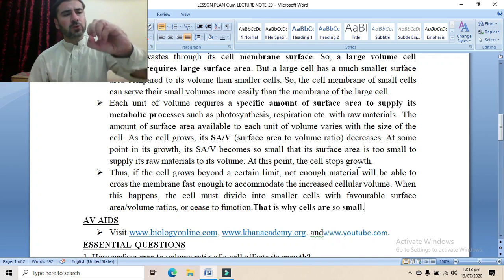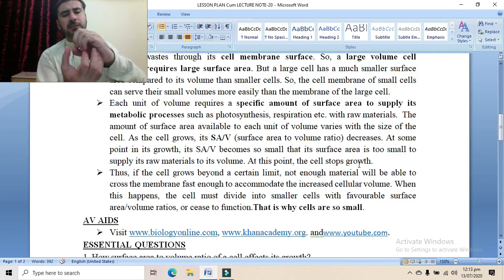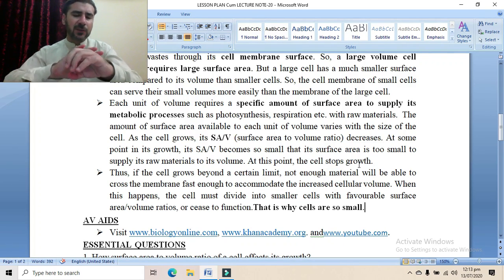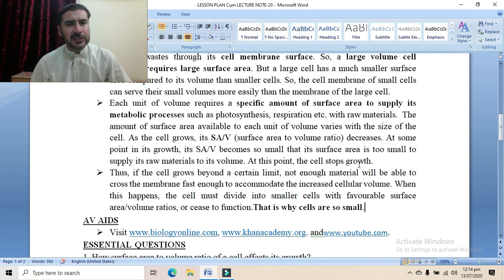But if this cell grows to this size, this is a big size, so this surface area is comparatively less as compared to the internal volume. The volume becomes much higher while the surface becomes much lesser. So in this case, the surface area to volume ratio becomes very small, while in small cells it is large. So the small cells can easily fulfill the needs of each unit of their volume, while the large cells have small surface area which cannot fulfill the internal needs of the volume of that cell.